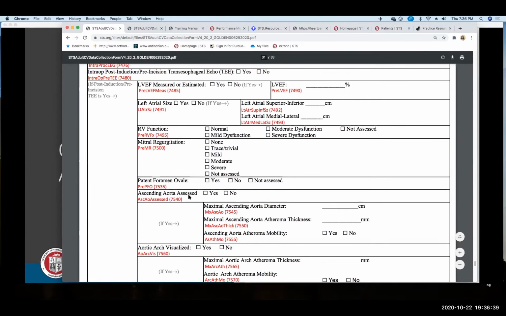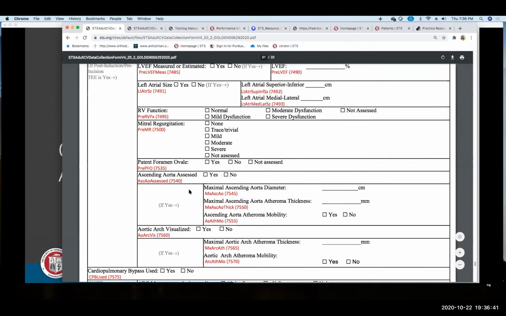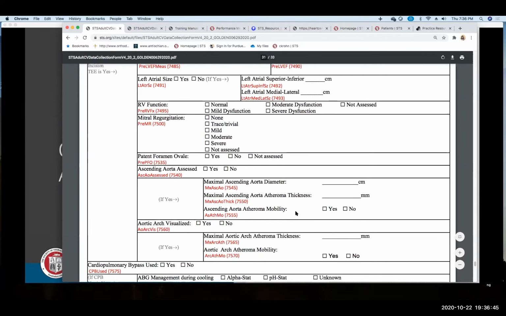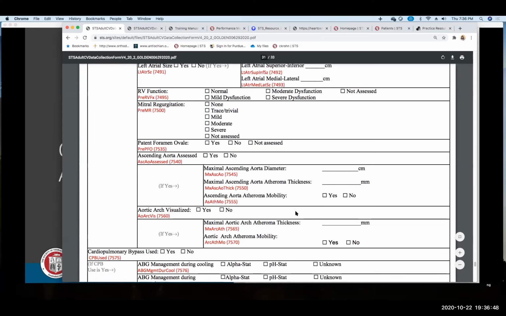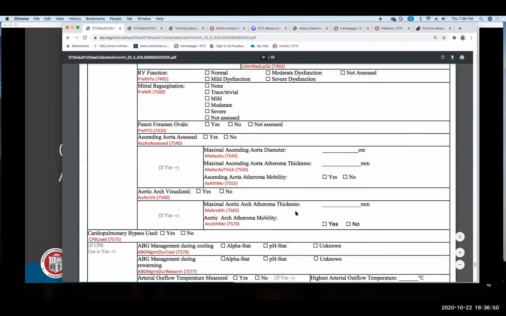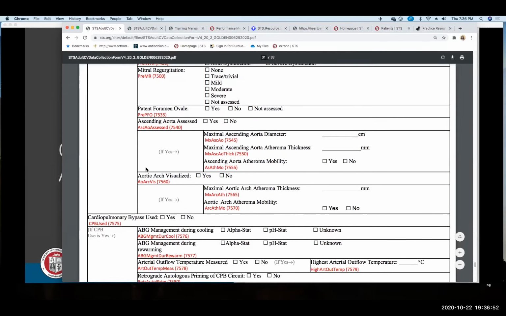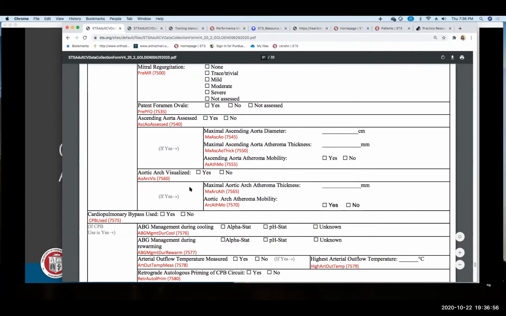And we captured the EF, the right ventricular function, mitral regurgitation, if there's a PFO, if the ascending aorta was assessed, and what the maximum diameter was, if there is atheromal thickness or mobility. We're looking at that as well. And some interesting data on that. The aortic arch visualized, if they did visualize it, the thickness and mobility.